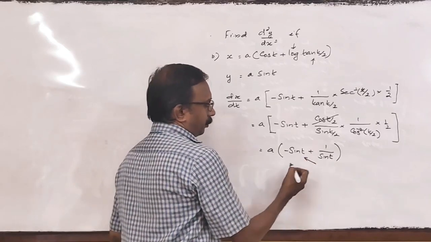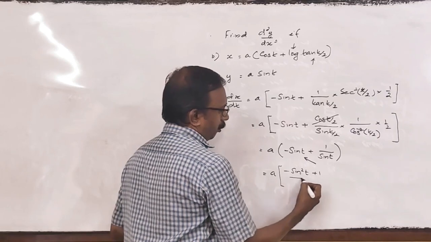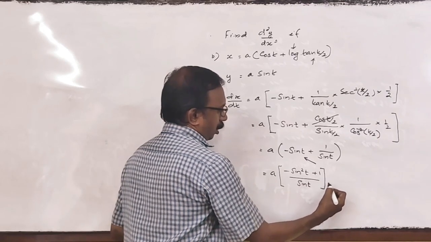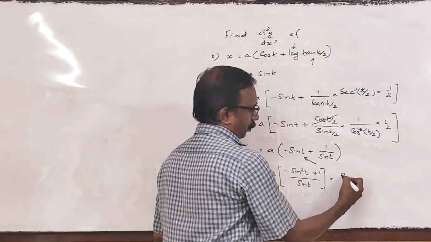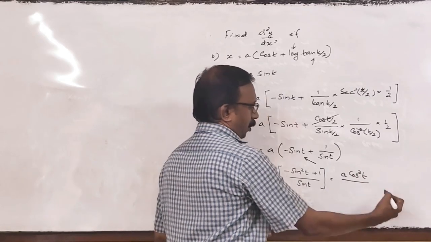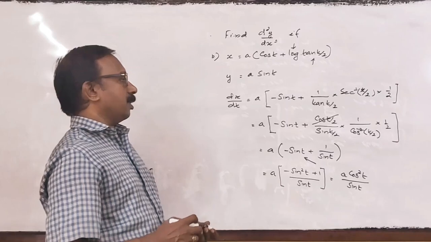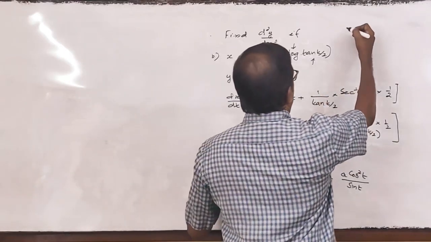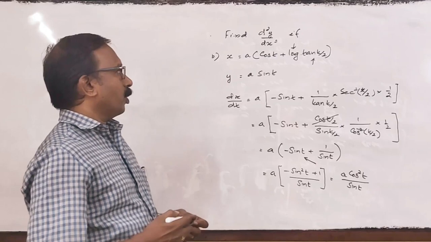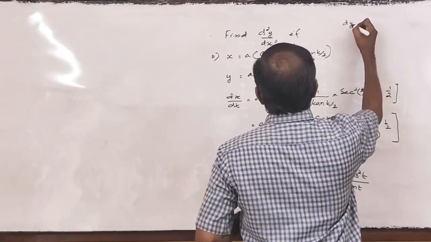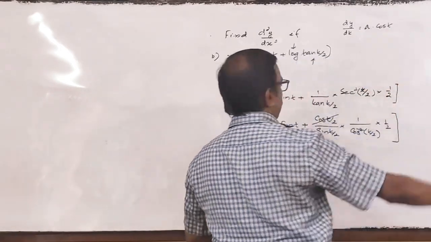Now cross multiplying we have a into (minus sin square t plus 1) by sin t. 1 minus sin square t is cos square t. So a cos square t by sin t. This is dx by dt. Now we have to find dy by dt. Now dy by dt is, a is a constant, into derivative of sin t which is cos t, so a cos t.